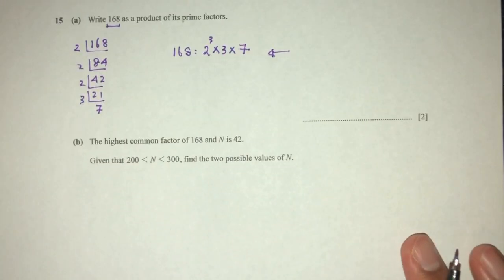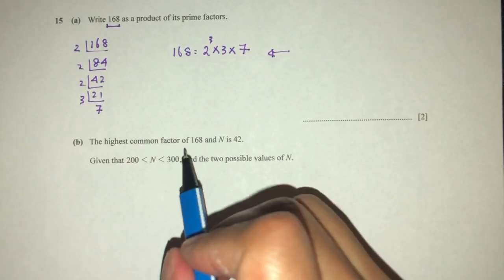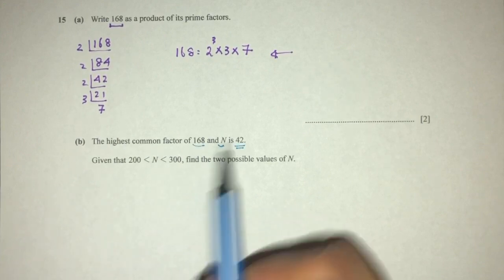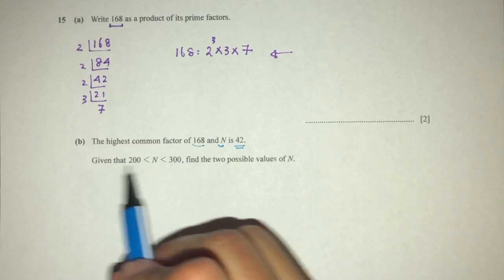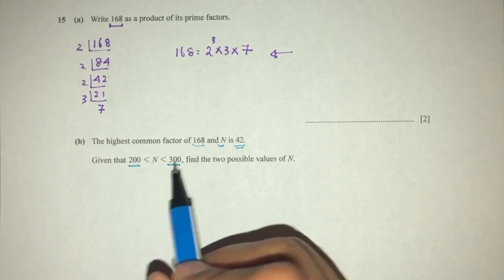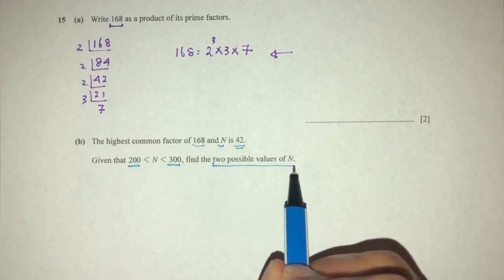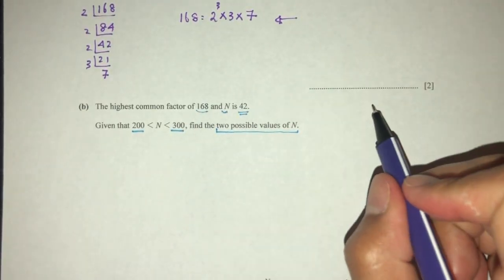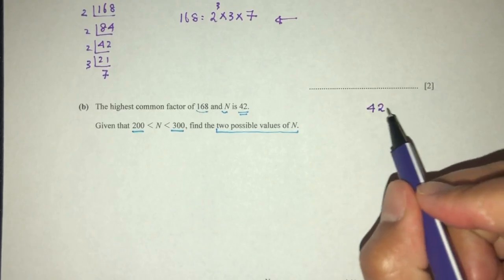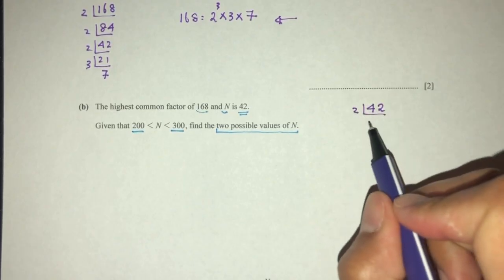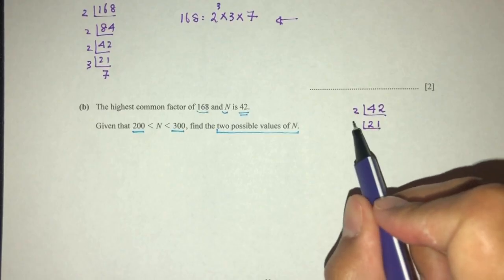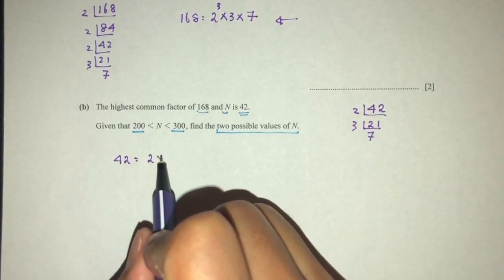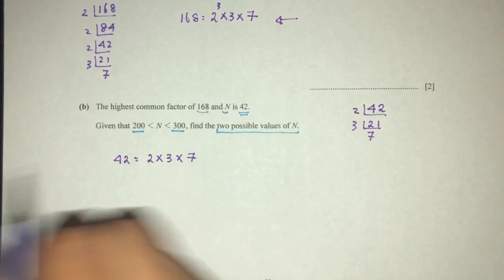Now for part B, we have to find the highest common factor of this. So the highest common factor of this and n is 42. Okay. Now given that n is between 200 and 300, find the two possible values of n. So one by one. First thing first, what are the prime factors of 42? So 42 divided by 2 is 21. Divided by 3, that should be 7. So 42 is equal to 2 times 3 times 7.